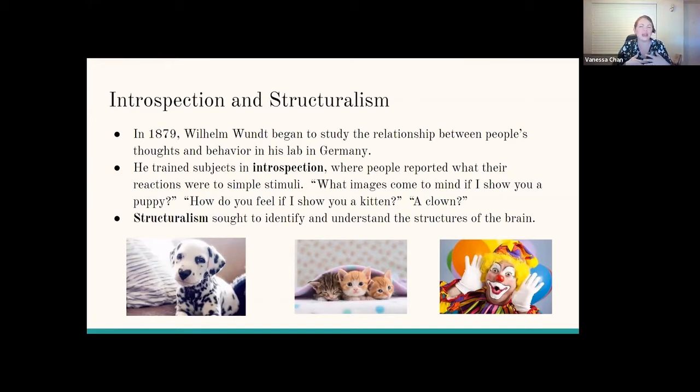He's like, how do I get to see thoughts? How do I know this? How do I learn this? How do I learn more about it? He trains subjects, though, in introspection. This is his lab. He's going to be as sciencey as he can in terms of psychology. And people are reporting how they feel about certain stimuli. So certain things he would present them. He's like, hey, here's a kitten. How do you feel about this kitten? And then they would use their words to describe how they felt about a kitten.